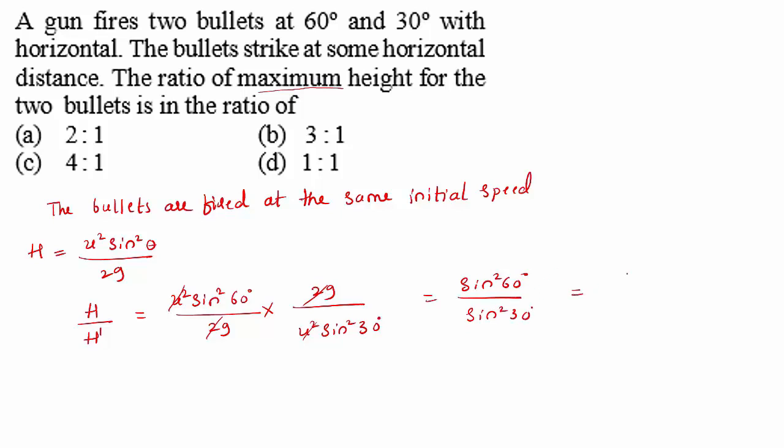Sine 60 is root 3 by 2, squared, and sine 30 is 1 by 2, squared. By squaring, the 2 will get cancelled again, and I will get 3 divided by 1. So the maximum heights for the 2 bullets are in the ratio 3:1. So 3:1 means option B is right.